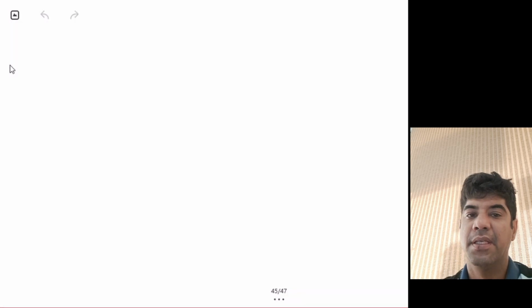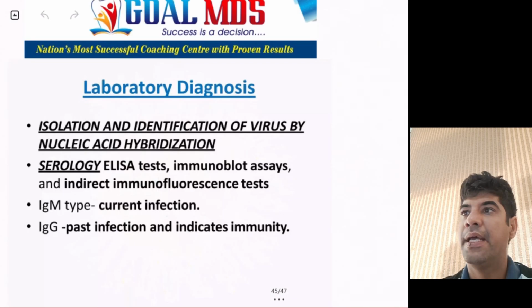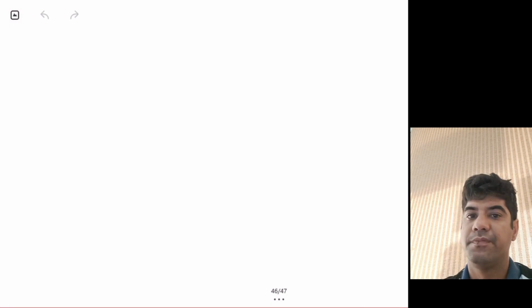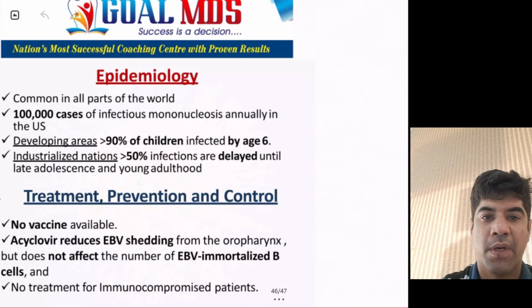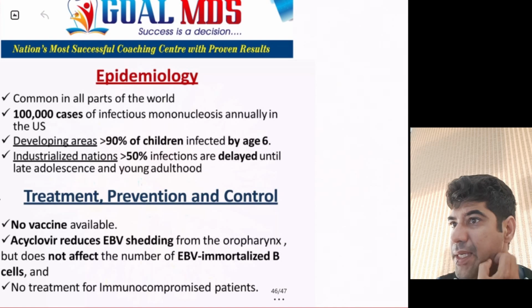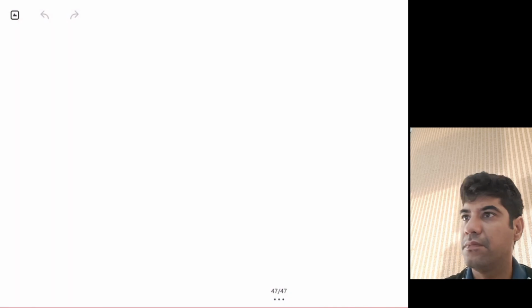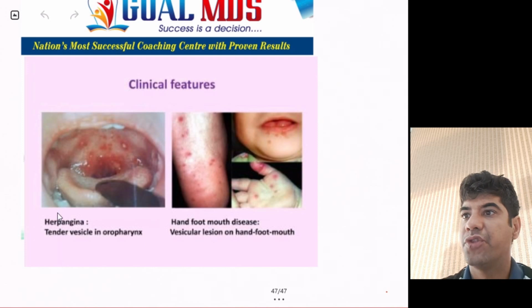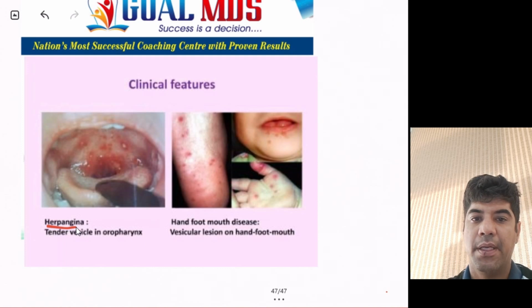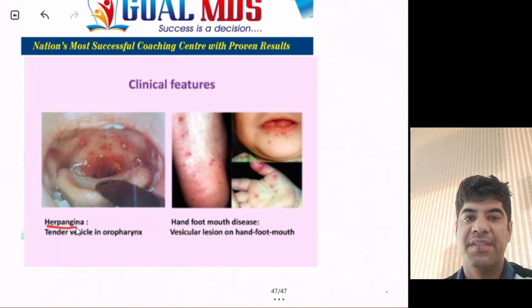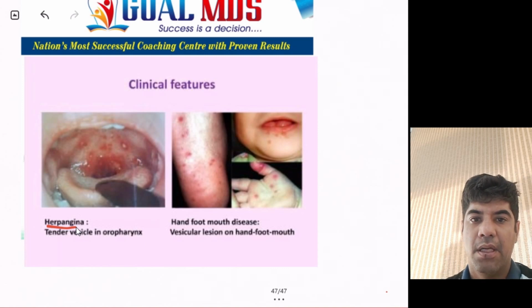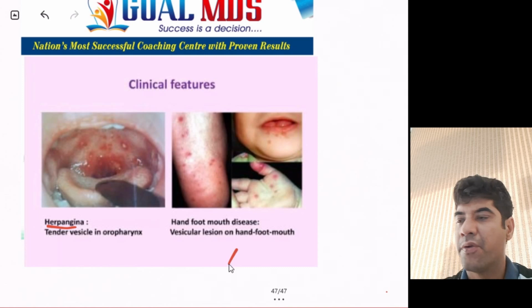Moving to the next, comes the enterovirus. They are part of the Picornaviridae family. The most common is herpangina. Herpangina is caused by various types of Coxsackie virus, A1 to A6, A8, A10. Hand, foot and mouth disease is caused by Coxsackie virus A16.